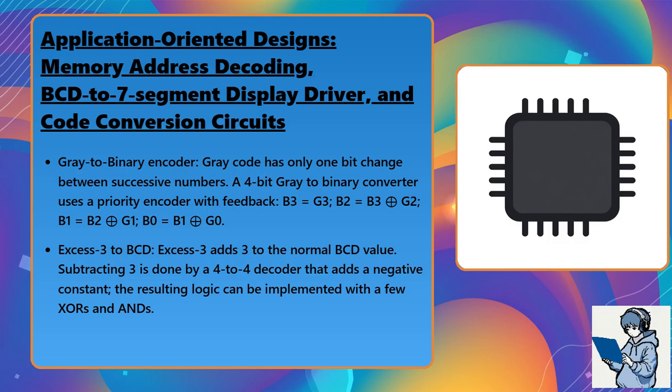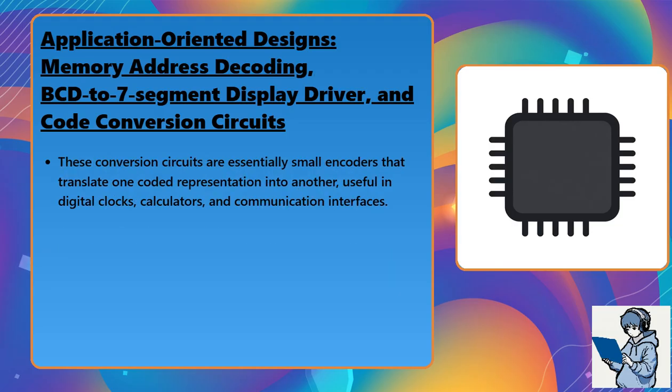Excess 3 adds 3 to the normal BCD value. Subtracting 3 is done by a 4 to 4 converter that adds a negative constant. The resulting logic can be implemented with a few exclusive ORs and AND gates. These conversion circuits are essentially small encoders that translate one coded representation into another, useful in digital clocks, calculators, and communication interfaces.